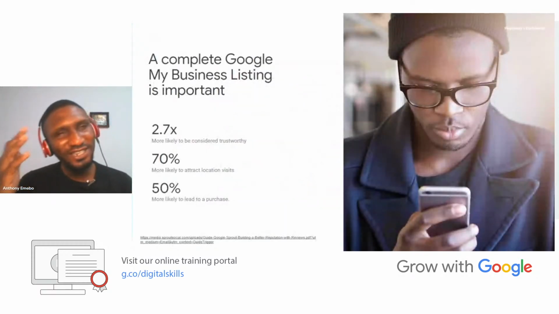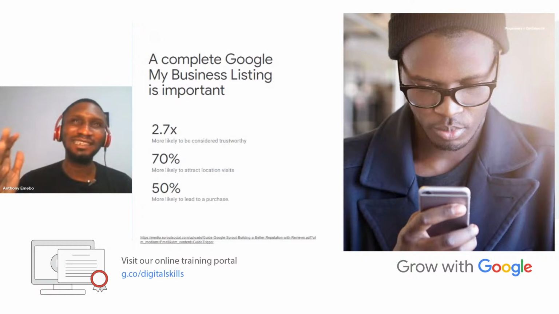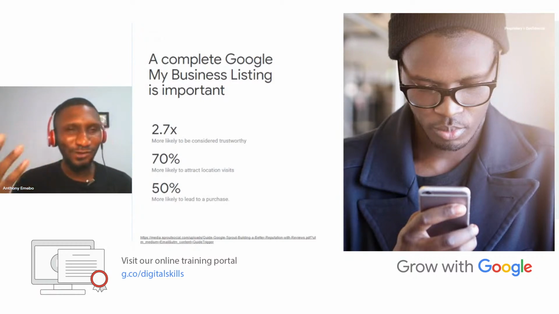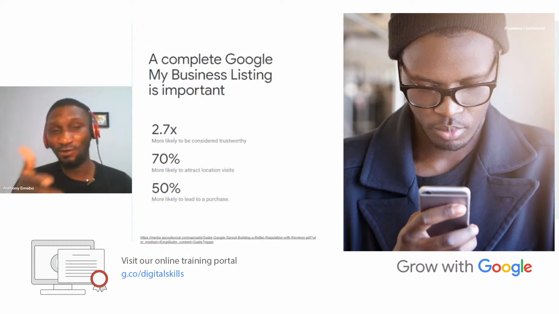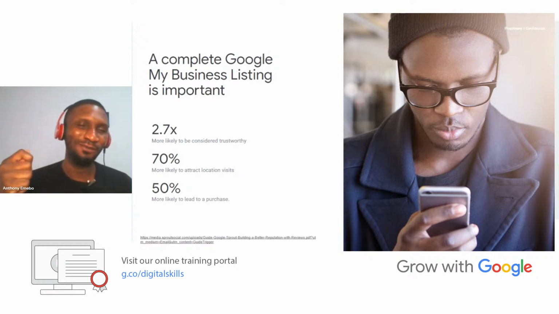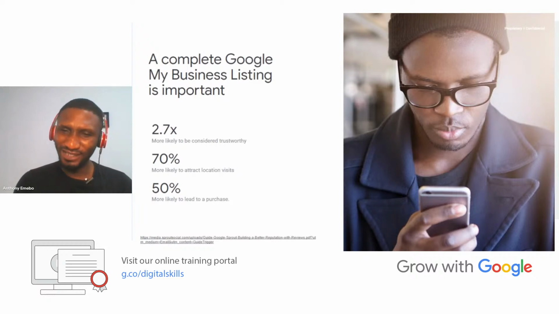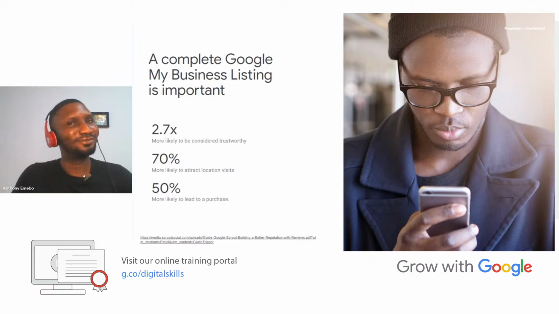So you need to have a complete listing, and you do not have a complete listing when you're not verified and you are not adding photos and making the most of the functionalities available on Google My Business. I'll start by telling you what you gain from having a complete business listing. You're 2.7 times more likely to be considered trustworthy. Of course, it's verified. If you find something that's not verified and one that is verified, which are you going to choose? Verified, of course.